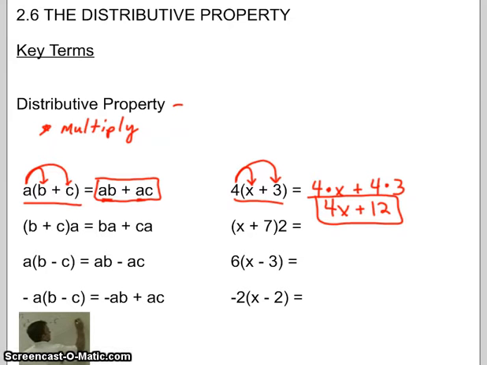You could also do the distributive property in reverse, but you won't see it too often. A times b, a times c. So you get b times a and then c times a. Very similar to the top one, you're just working kind of in reverse. So we have 2 times x and then 2 times 7. Well, 2 times x is 2x and 2 times 7 is 14.